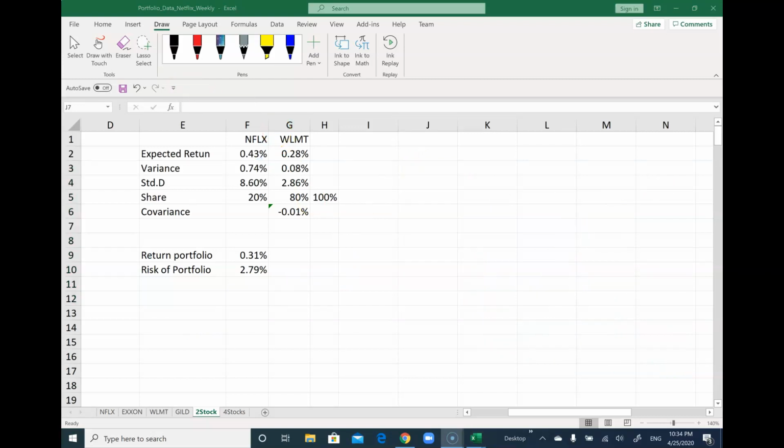To create a chart of portfolio risk and return, one of the first things that we have to do is to calculate the correlation coefficient between the two assets. In the previous video, we already calculated the covariance between the Netflix asset and the Walmart asset. So all that we have to do is to use the information that is already provided and calculate the correlation coefficient.